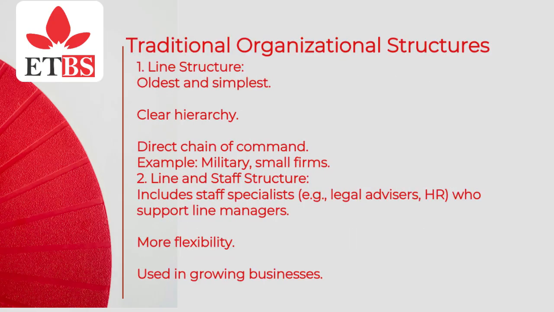Traditional organizational structures. 1. Line structure. Oldest and simplest. Clear hierarchy. Direct chain of command. Example: military, small firms. 2. Line and staff structure. Includes staff specialists, e.g., legal advisors, HR, who support line managers. More flexibility, used in growing businesses. 3. Functional structure. Groups employees by specialization. Promotes expertise. Risk of silo mentality.